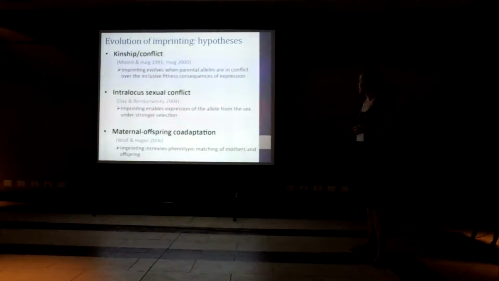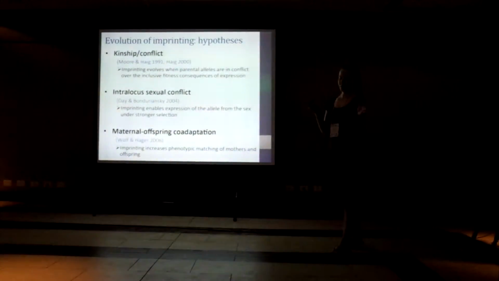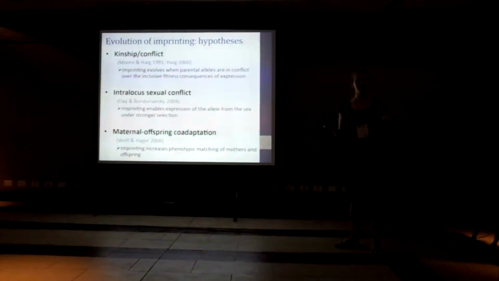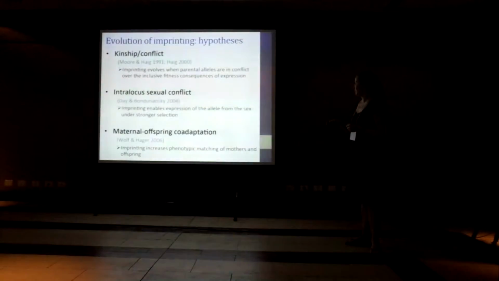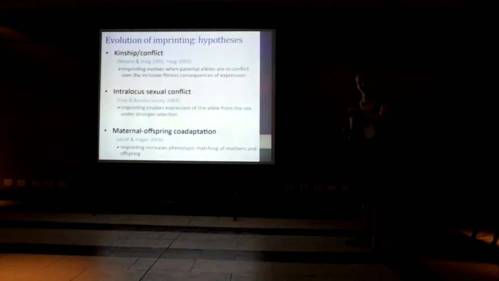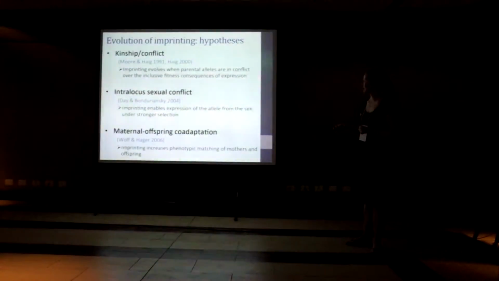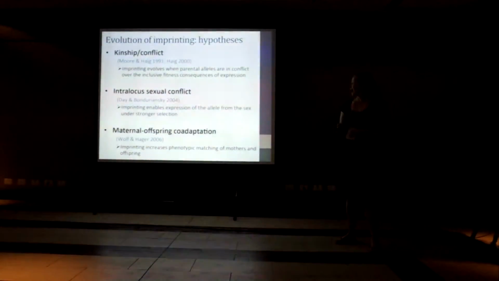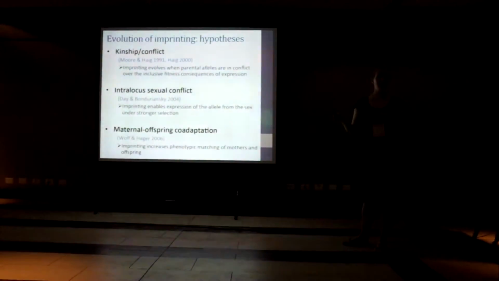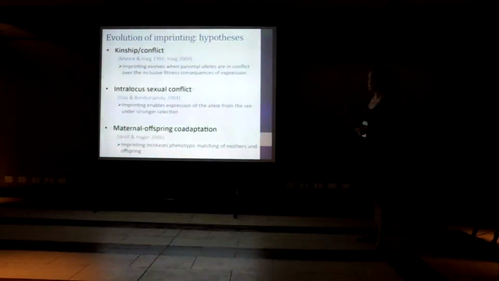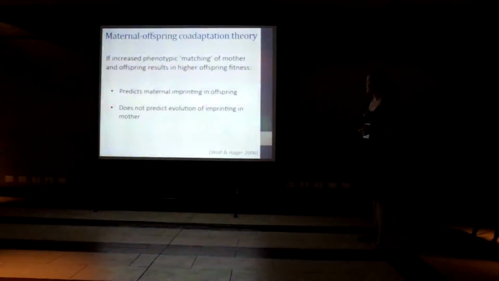The interlocus sexual conflict hypothesis suggests that when there's different selection on the two sexes in a population, there's likely to be different allele frequencies in males and females, and imprinting provides a means by which the allele from the parent of the sex under stronger selection can be expressed. And finally, the maternal offspring coadaptation model suggests that imprinting can increase the phenotypic resemblance of mothers and offspring. And I'm just going to expand a little bit on this last one.